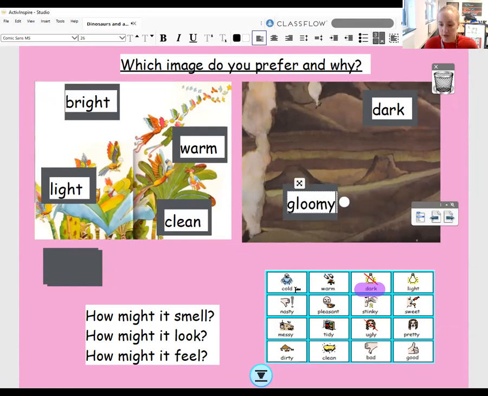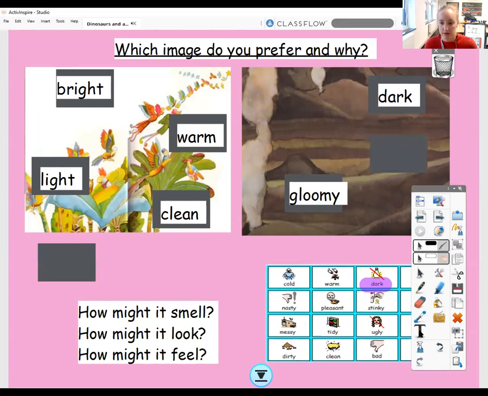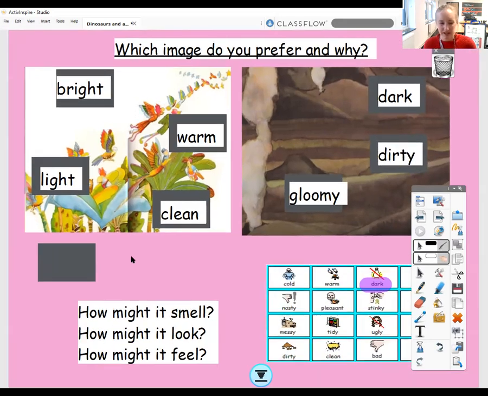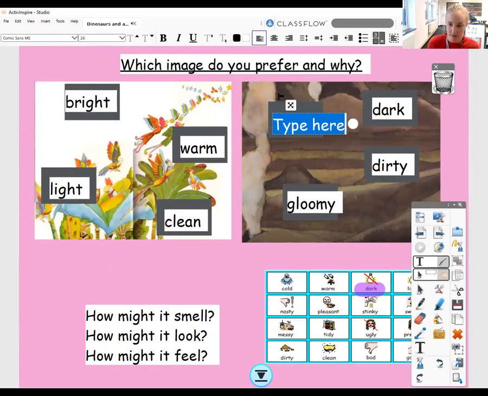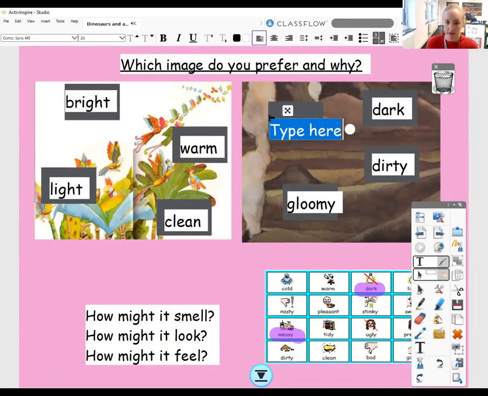What else could I use? Anything off my word map? Dirty. Definitely. I definitely think I'm going to use the word dirty to describe this picture. Have I got any more? Messy. Messy is a good adjective to describe this picture, because we said that there was lots of rubbish everywhere, didn't we? So I'm going to use that here, look, off my word map.